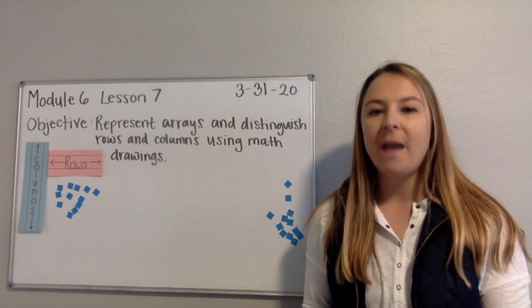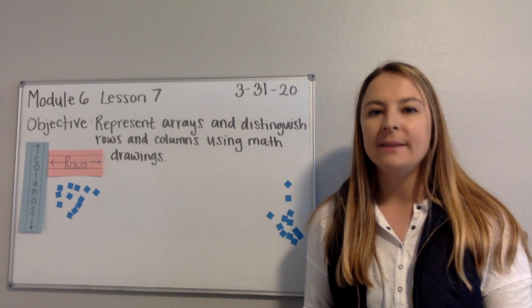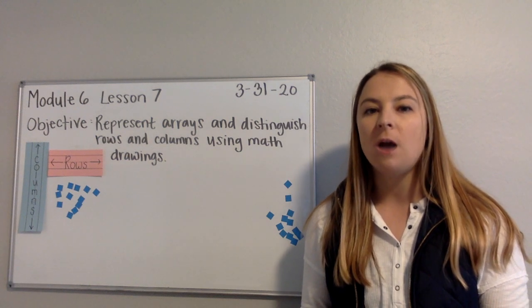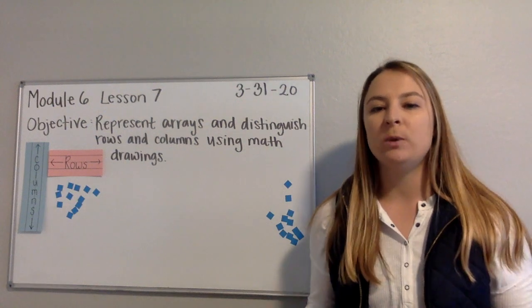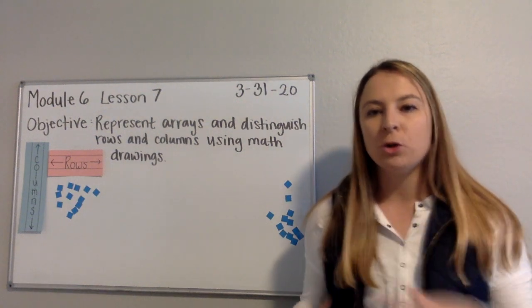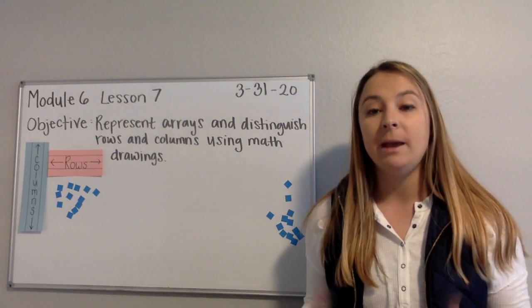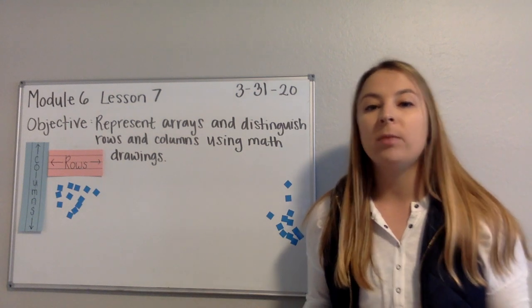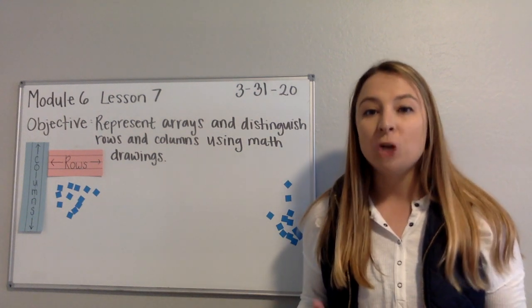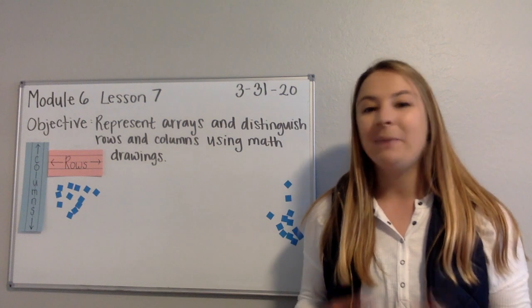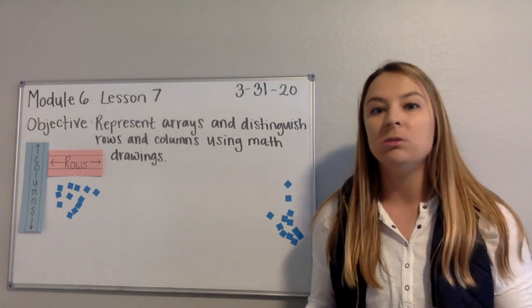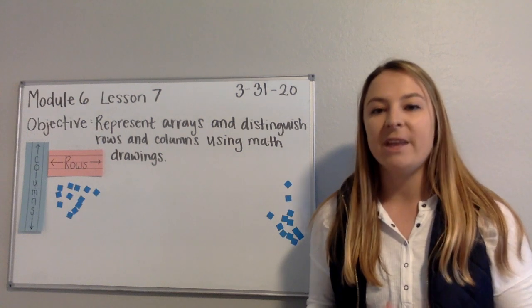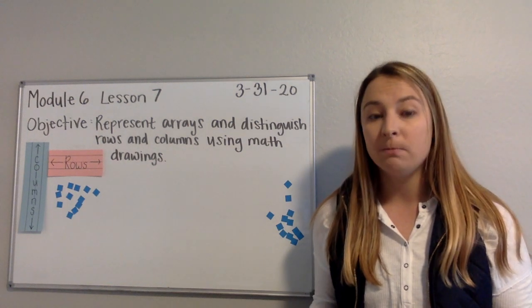Our objective for math today is represent arrays and distinguish rows and columns using math drawings. Today I'm actually going to do two examples that work together to show you how rows and columns work to make arrays. If you're working along with me with some manipulatives, you're going to need a total of 24 counters or something small. You can use dried beans, you could use Cheerios, you could use anything that you have that's small and can easily be moved around.